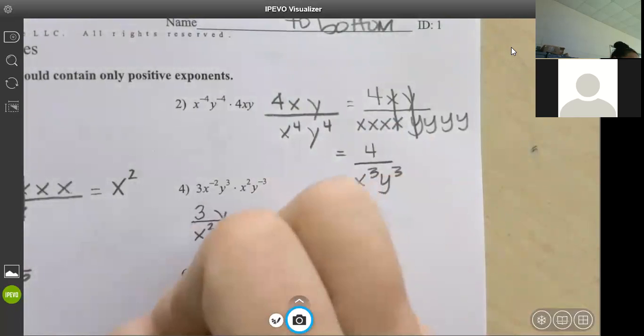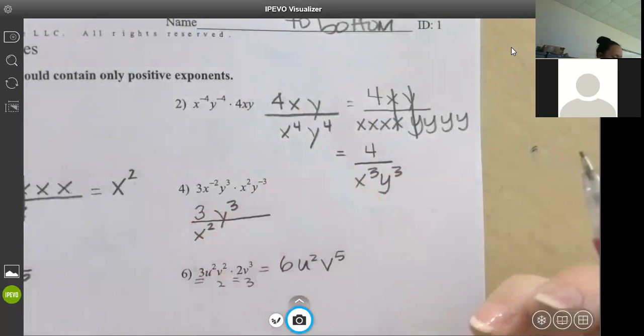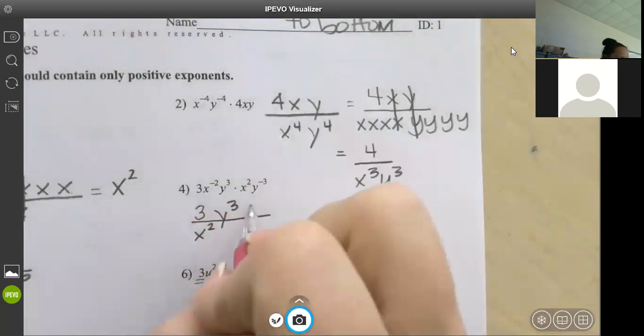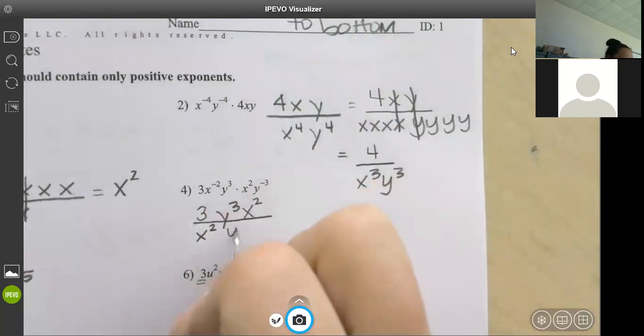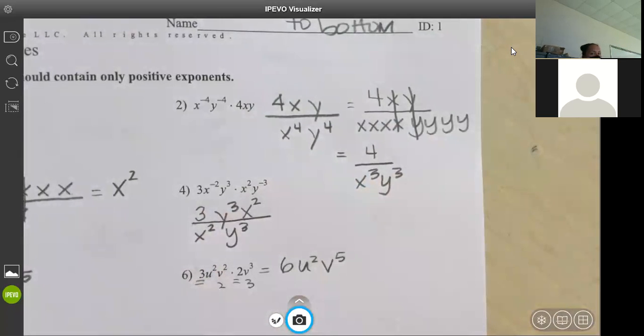This y to the 3rd is positive. It's going to stay on the top. The x squared is positive. It's going to stay on the top. Y to the -3 is going to go to the bottom and become positive.